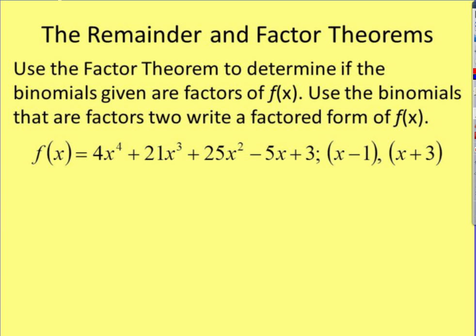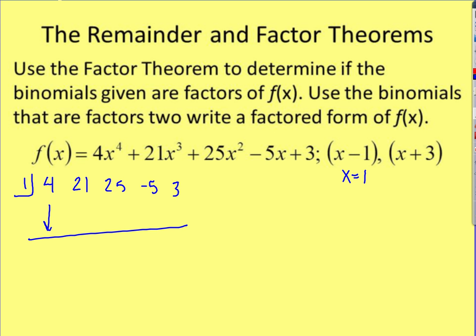So we are going to use this theorem to determine if x minus 1 is a factor of this polynomial and if x plus 3 is a factor of this polynomial. And then we're going to write this in the factored form when we're done. So if I'm checking x minus 1, remember you put it equal to 0 and get the x by itself. So we're going to check x is equal to 1 first.